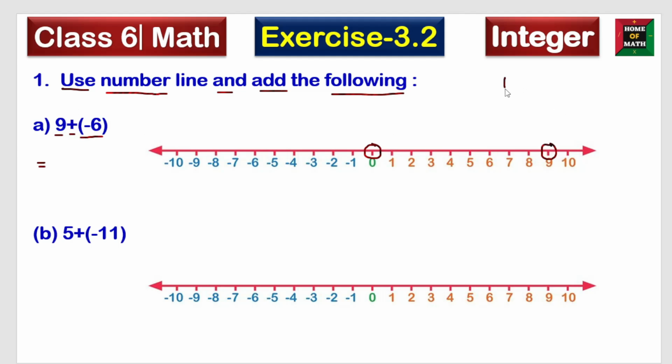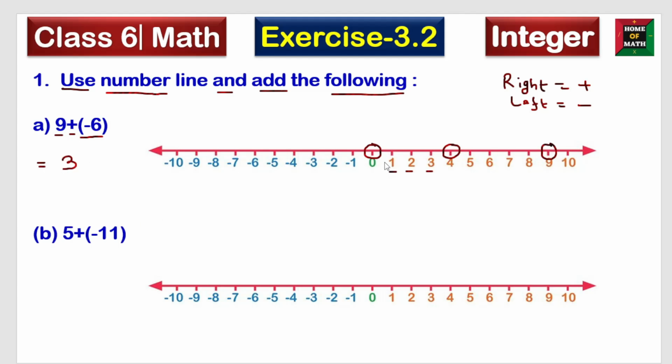Look, right means plus, left means minus. So this minus 6, it's not in here. Okay, this minus 6 means from plus 9 we will subtract 6. It means 1 2 3 4 5 6. So this is right. So our answer is 1 2 3. So we can write 3.